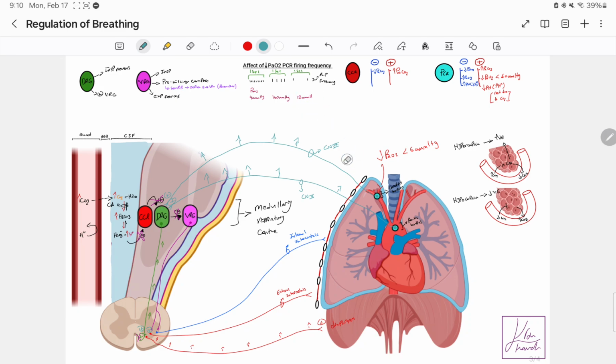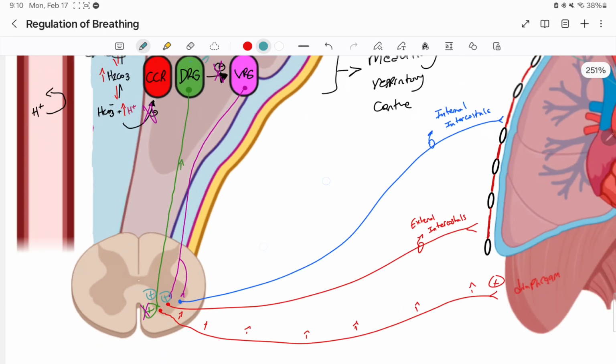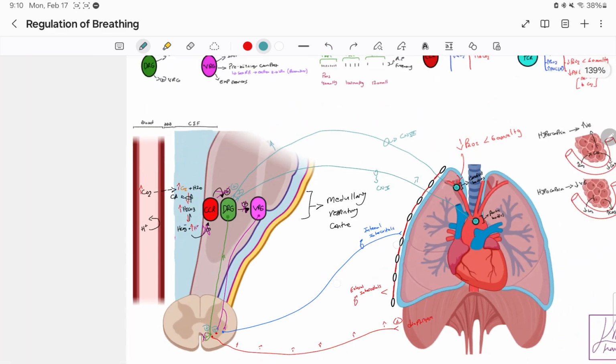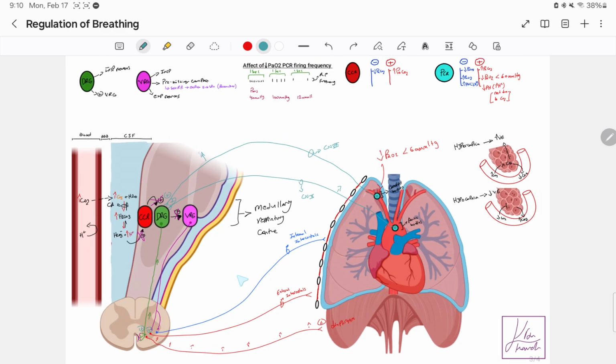Well, guess what? There's going to be fewer action potentials down these guys. And if there are fewer action potentials down these guys, there's actually going to be fewer action potentials all throughout this pathway, which means there's going to be less stimulation of these neurons. Okay, I hope all that is clear. It's just a very simple pathway that we're following.